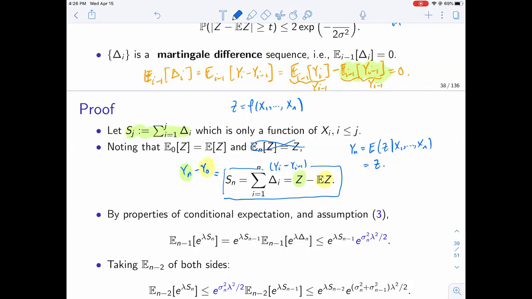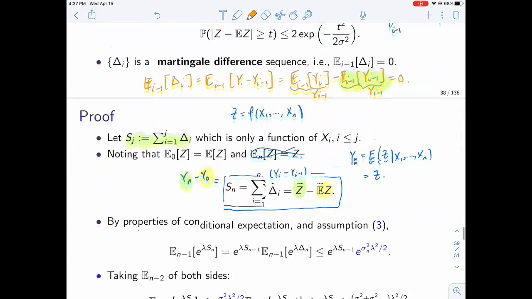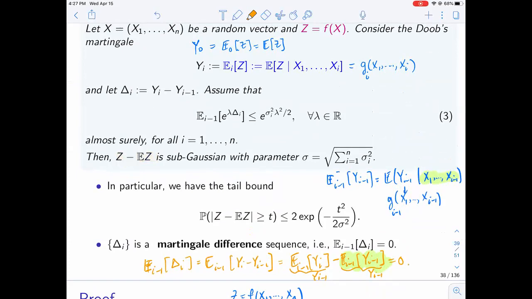I know how to deal with concentration of things that are of the form of a sum. So I have managed to write this as a sum of a bunch of random variables. The issue is that these random variables are not independent, but they have the Martingale difference property, so we might be able to do something. I would like to claim that Sn is sub-Gaussian.